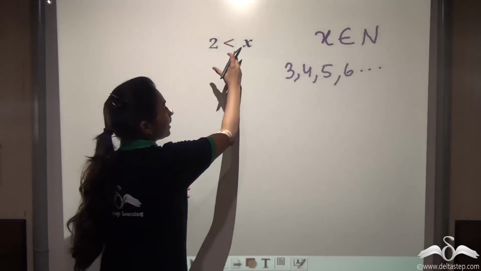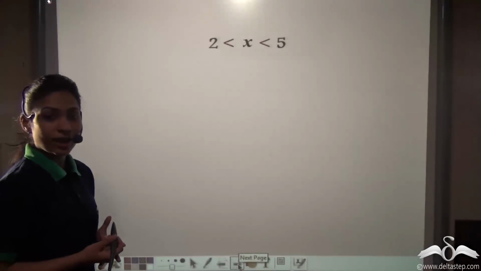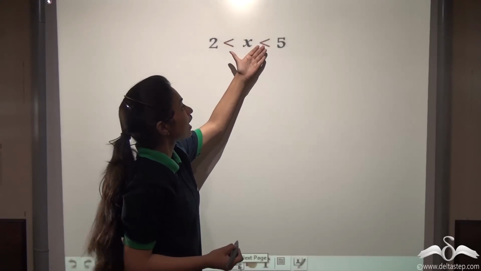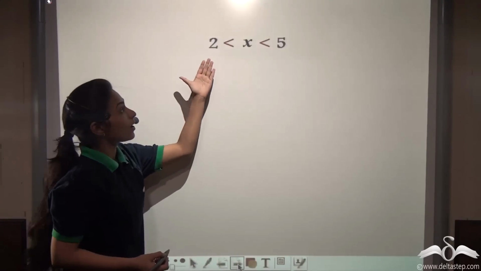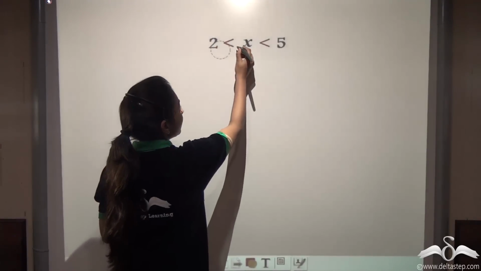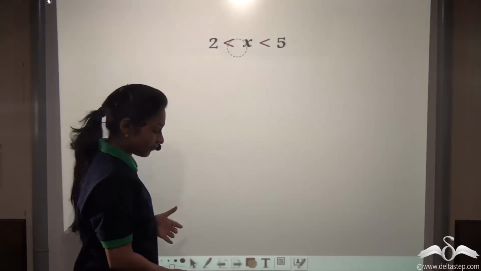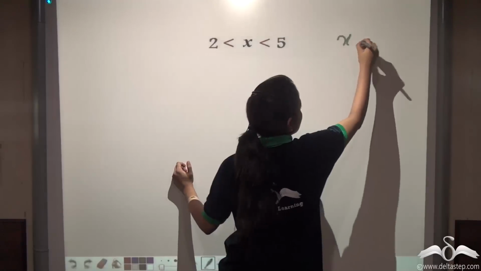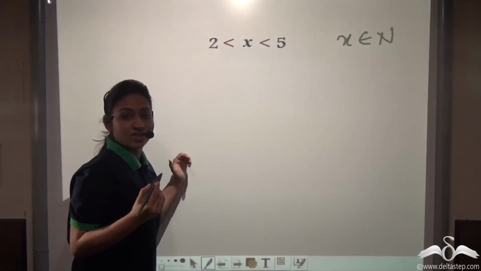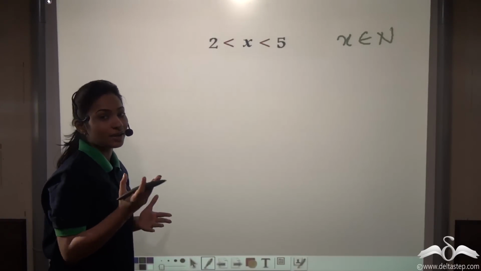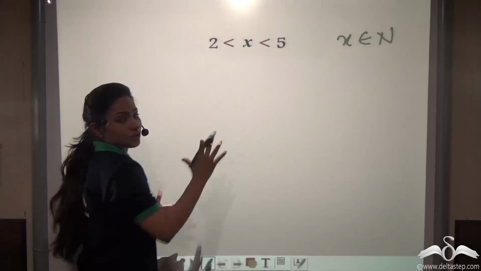But what if I want to put an ending value also to my variable? For example, along with this value, I have added another value to my variable, that is less than 5. So you can see this variable will not have solutions to infinity. It is greater than 2 and less than 5. If x belongs to natural numbers, what are the natural numbers that come between 2 and 5? Well, on your fingers you can say it is 3 and 4. So the solution set for this inequation will be 3 and 4.